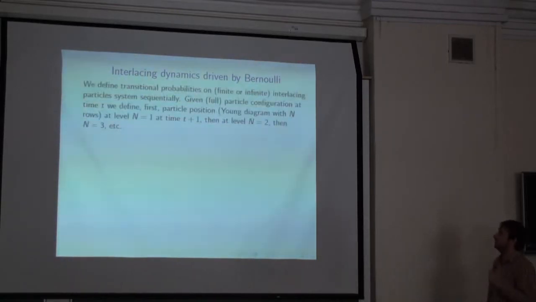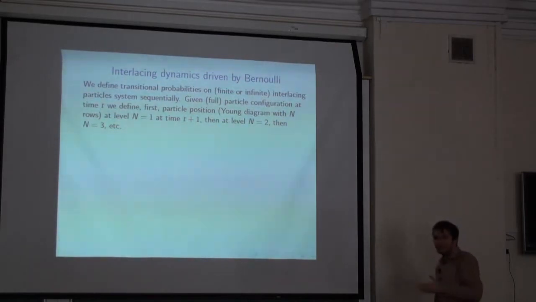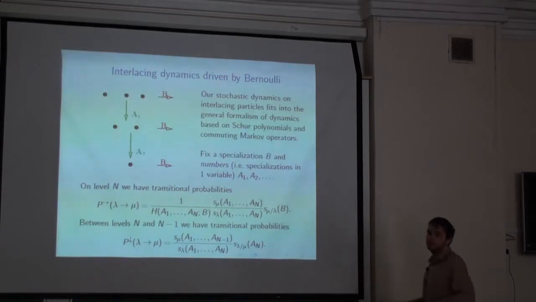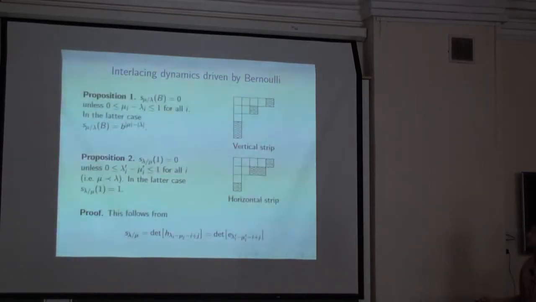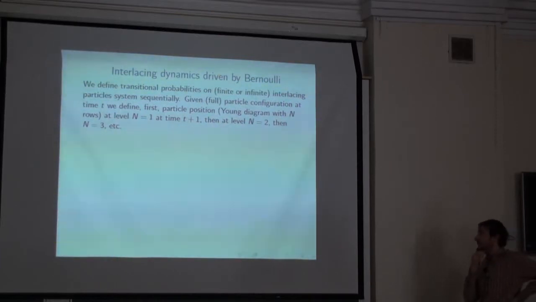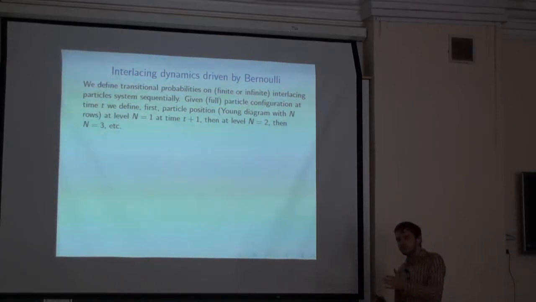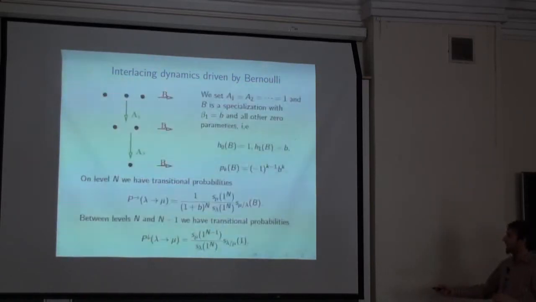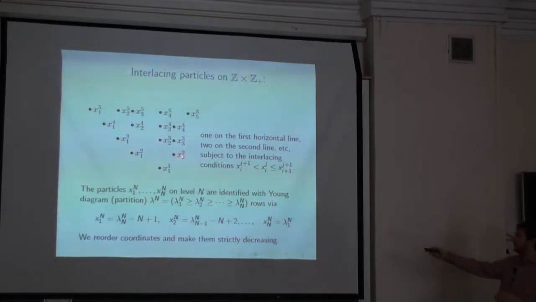Okay, so what does this evaluation mean? Recall that now we will define transitional probabilities on the whole array of these interlacing particles through these formulas, through these Markov operators. How do we do this? Well, the general definition tells us the following construction. We will define it sequentially. We will have a discrete time Markov chain. The time will increase; it will be our parameter t. Given a particle configuration at time t, we will define the particle configuration at time t plus 1 sequentially. First we will define the particle at level 1. So first we will see what happens with this particle, then we will see what happens with these 2 particles, then with these 3 particles, and so on.